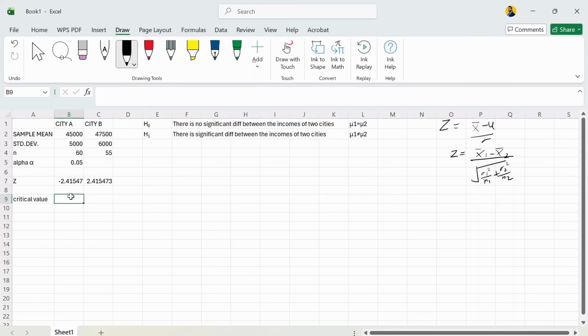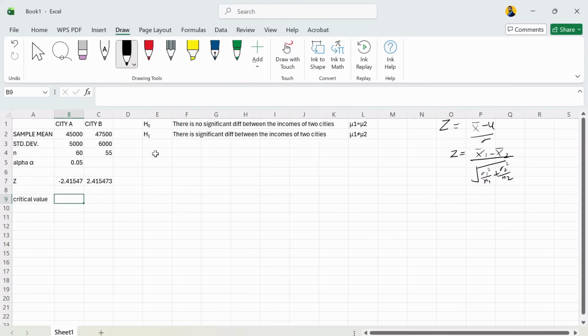Then find out your Z or T test, whatever you are applying. If you are applying Z test, find the value of Z. If you are applying T test, then find the value of T. And then the next step is to find out the critical value. Critical value is the value to which you will compare your actual calculated value. And then on that basis, you will define whether the null hypothesis is rejected or accepted.